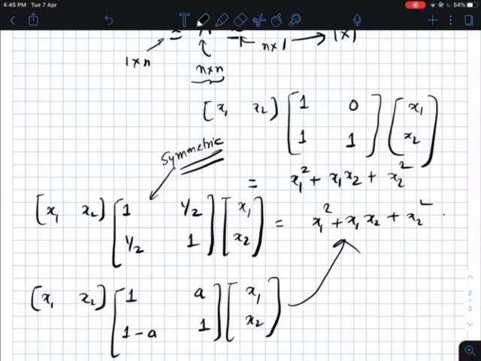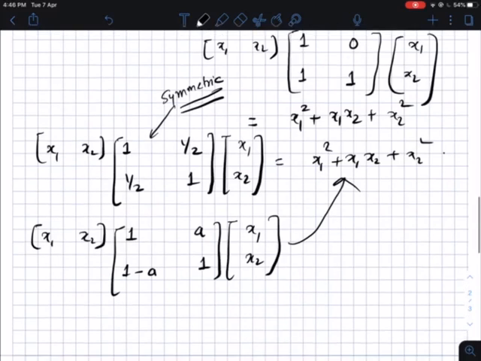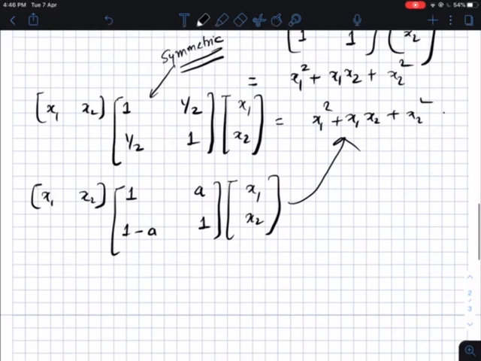We'll try to look at this slightly more formally, and then we'll explore the connections to the spectral theorem.